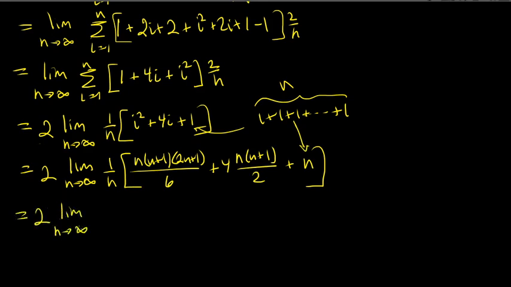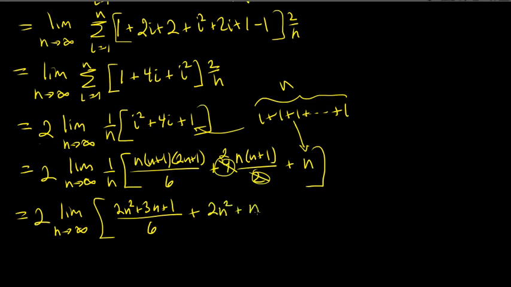And before we take the limit, of course, we might want to simplify all this. So let's see. I think we can cancel the n's everywhere here. So we're going to end up with 2n squared plus 3n plus 1 all over 6. And then the 4 cancels with the 2. So that'll be a 2 there. So that's just 2n squared plus n. And I forgot to divide by n, so it's just 2n plus 1.